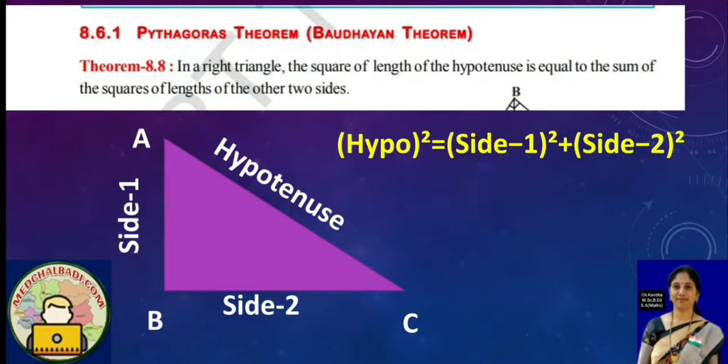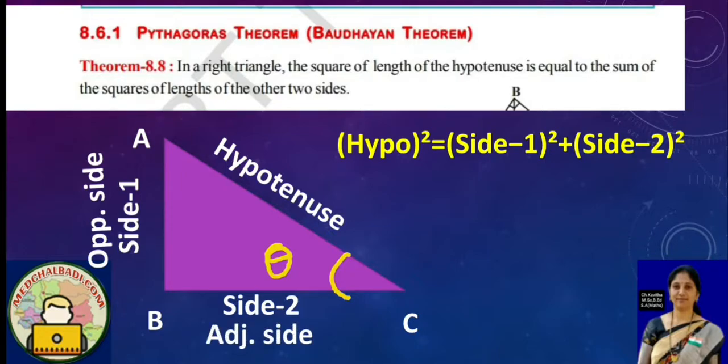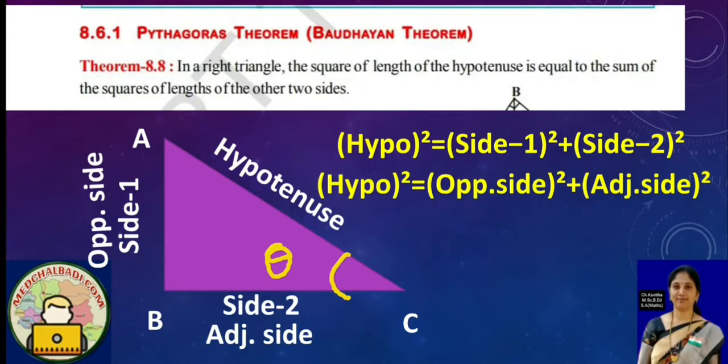This is very important. And if you observe, if I consider the acute angle theta at C, then this AB becomes the opposite side, and this BC becomes the adjacent side. Then we can easily write this as hypotenuse square is equal to opposite side square plus adjacent side square. Keep this Pythagoras theorem in your mind. Whenever two sides are given, if you want to find the third side in a right angle triangle, we can use the Pythagoras theorem. This is very important.